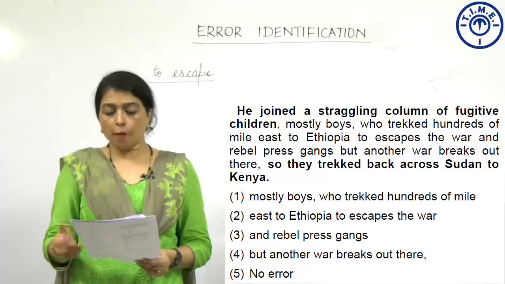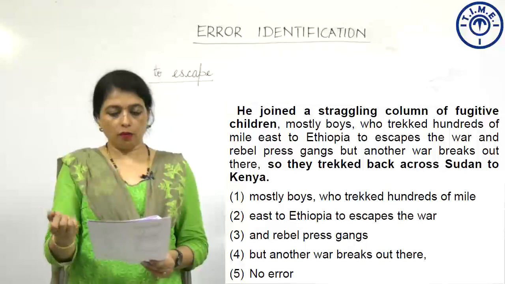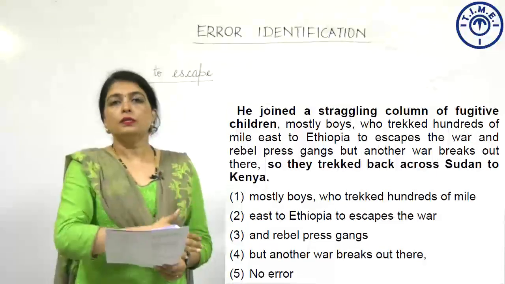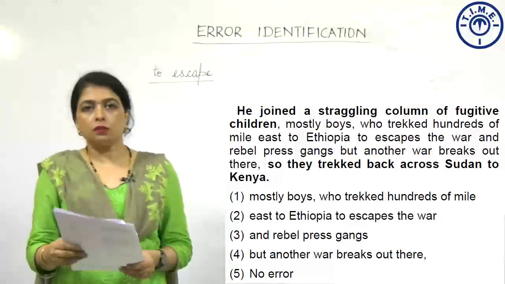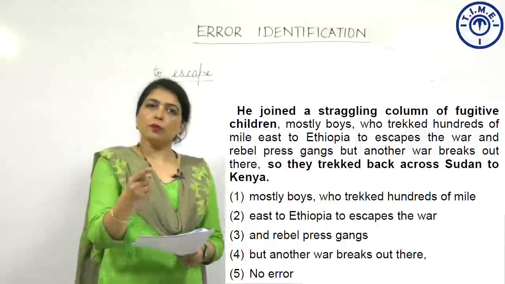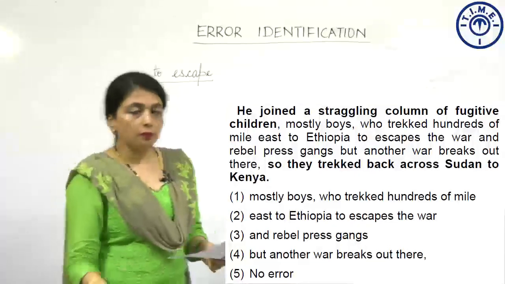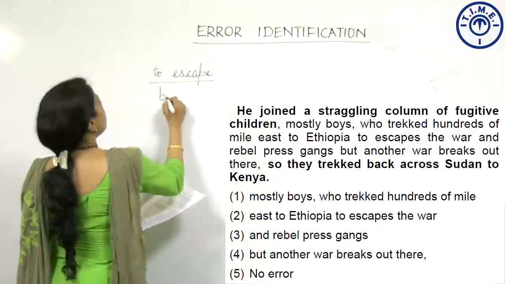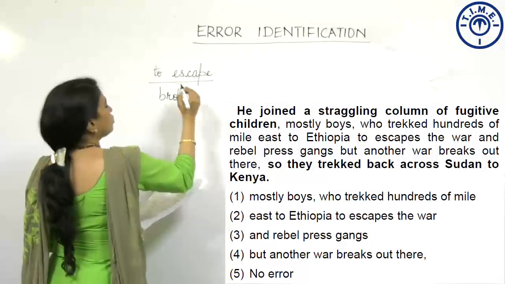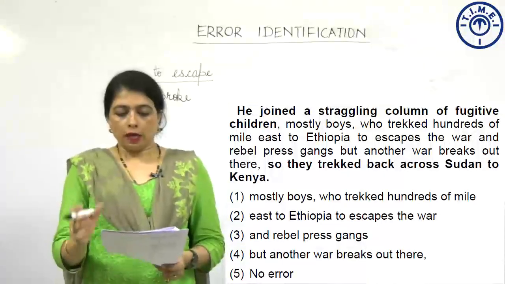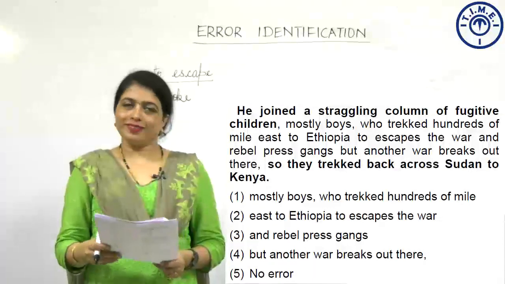But another war breaks out there. Now, when you read the sentence, you realize it's a narrative of the past. So, something about the past is being told to us, and therefore, the verb cannot be changed from past to present tense. We need to keep the verb in the past. So, "breaks" has to change to "broke." Another war broke out there. Fine. The answer to this question is 3.